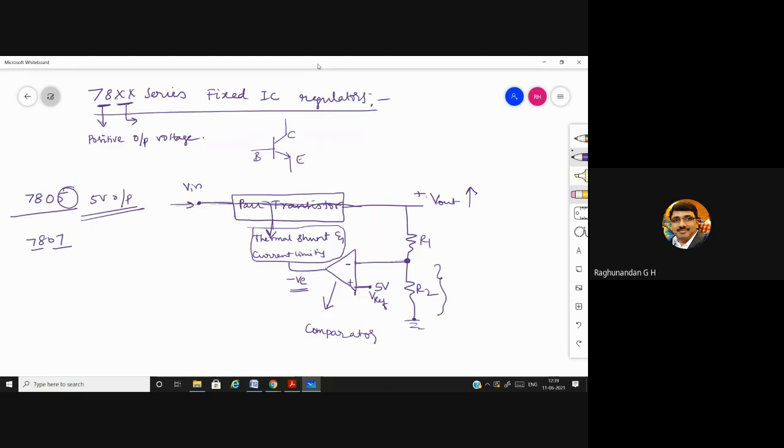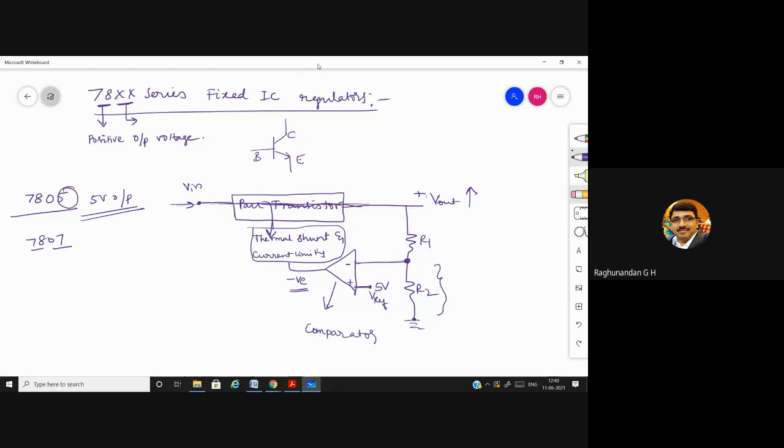Some amount of current will be driven by this circuit, so that less current will be flowing towards the output. So some of the current will be driven to the circuit. Here in the thermal shunt and current limiting, you have a lot of circuits that are not required for you, since you just need to study the block diagram. For this you would need two transistors, one diode, and so on. That will simply confuse you.